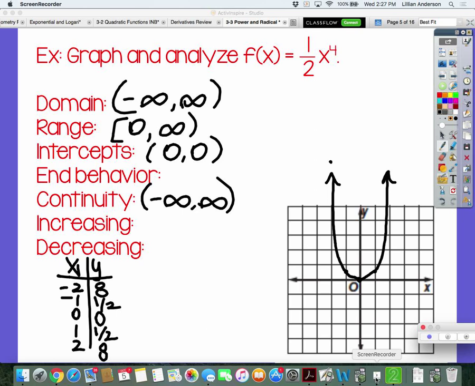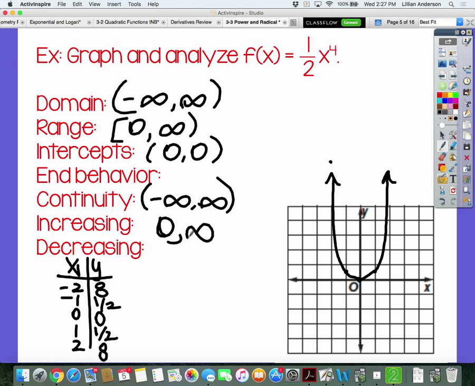Increasing. Is this function increasing anywhere? This goes back to unit 1. Yes, 0 to infinity. Is it decreasing anywhere? Yes, negative infinity to 0. Remember, when you're determining intervals of increasing and decreasing, you always read from left to right. So if I traced over this graph, I am decreasing from negative infinity all the way to 0, and then I'm increasing after that. And we always base off of our x values.